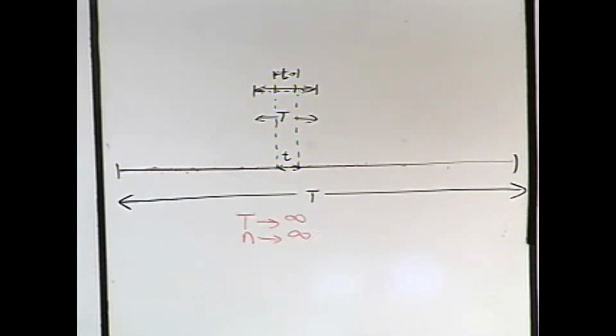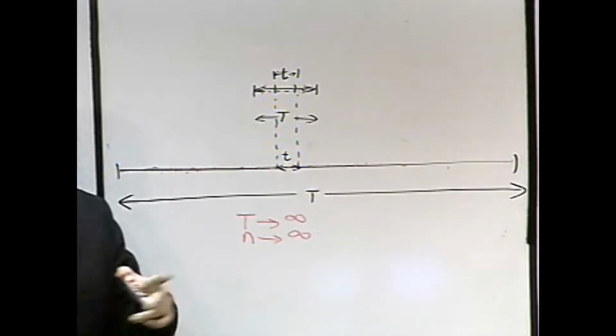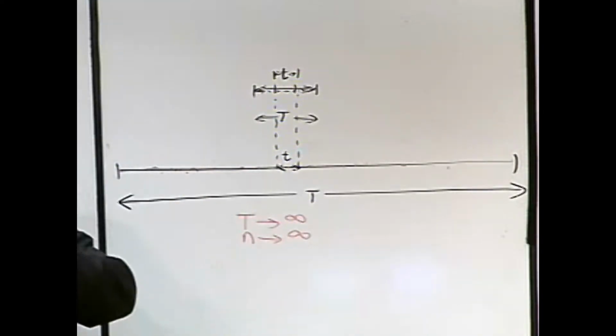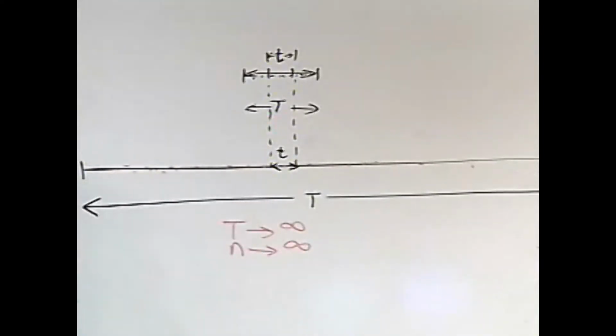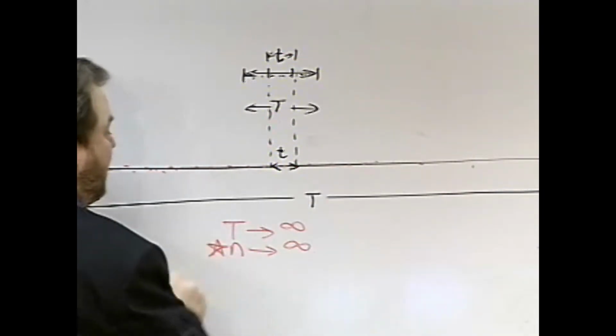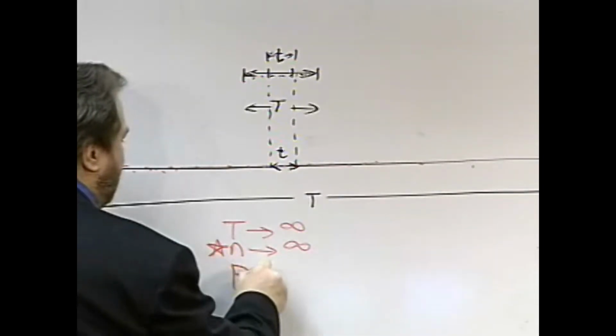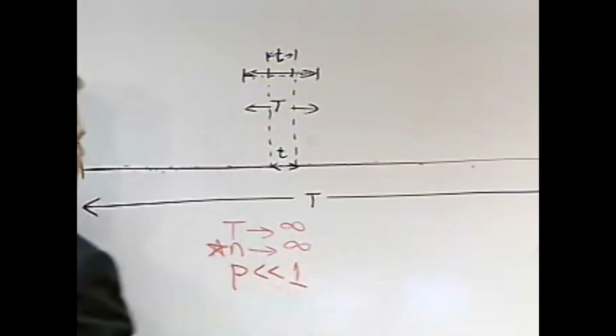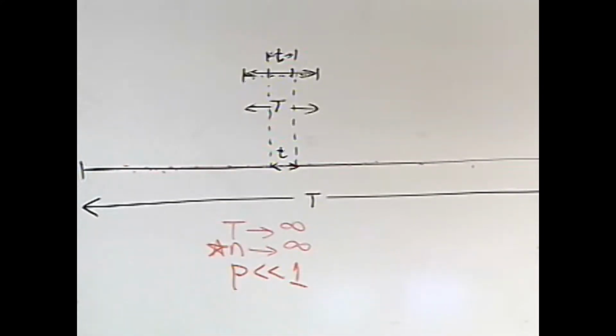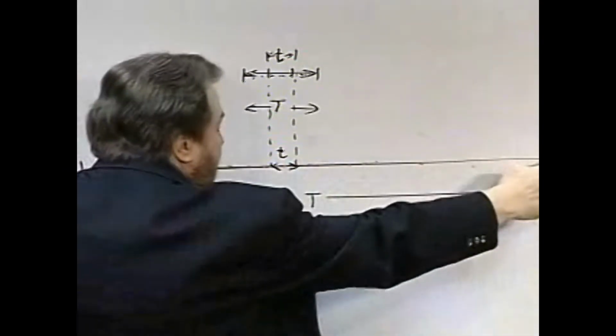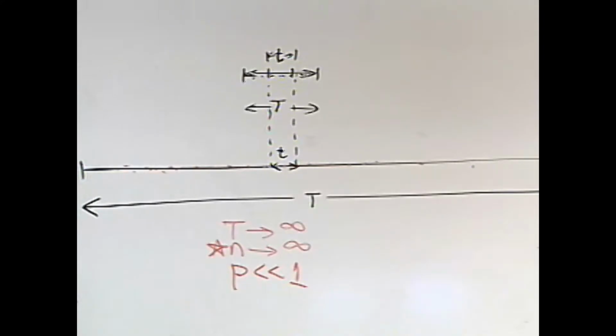Now you'll notice in doing this that the bigger the value of T and the bigger the value of n, the closer we're approaching the Poisson approximation, because one of the criteria for the Poisson approximation is that T becomes infinity. What's the other one? The other one is that the probability must be much less than 1. So the smaller the probability gets, the closer we get to the Poisson approximation. Clearly, if we keep this interval of t the same and make the big interval go to infinity, that probability becomes diminishingly small, doesn't it?